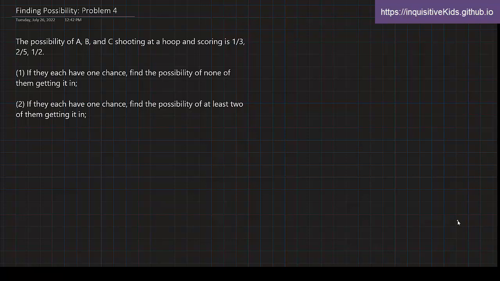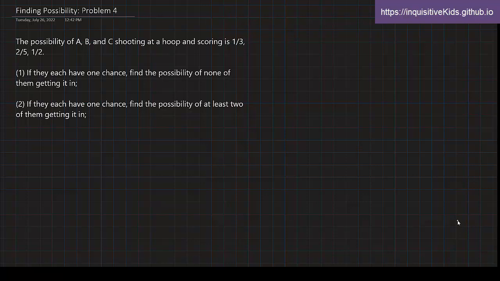Problem 4. The possibility of A, B, and C shooting at a hoop and scoring is 1/3, 2/5, and 1/2. So here's the first question. If they each have one chance to shoot the ball, find the possibility of none of them getting it in.